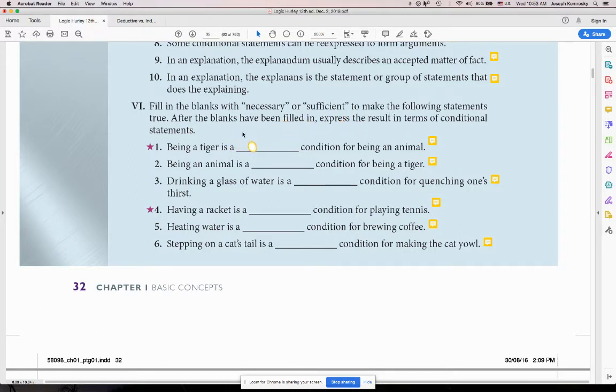Can I have something else that could be an animal? Another sufficient condition? Yeah, a giraffe, a cat, a dog. Usually when you have a sufficient condition, it means you have multiple sufficient conditions that could act as an instance for being an animal, or it, well, I'll show you when we go down. So what about this one? Having a racket is a blank condition for playing tennis. Is it necessary or sufficient? Can I have something else and still play tennis? Or do I need this to play tennis? I need it, right? It's a necessary condition.